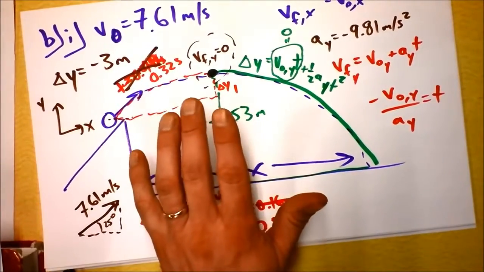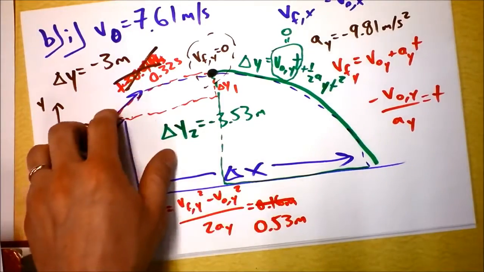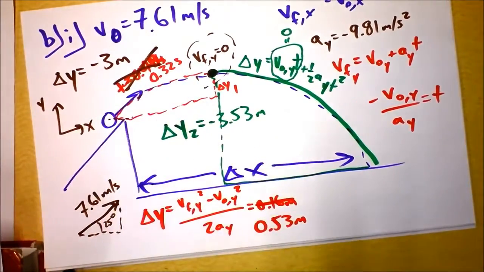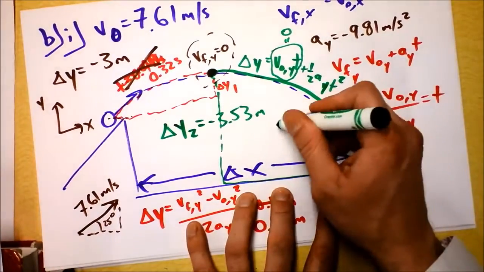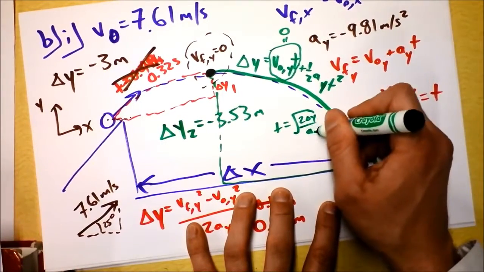I'm not going to edit that out. That was really exciting. Sir, are you still paying attention? Yep. It's the final on the way up, it's the initial on the way down. Yes. All right, great. So of course it's 0. I'm going to solve this for time. Time equals the square root of 2 delta y over a y.